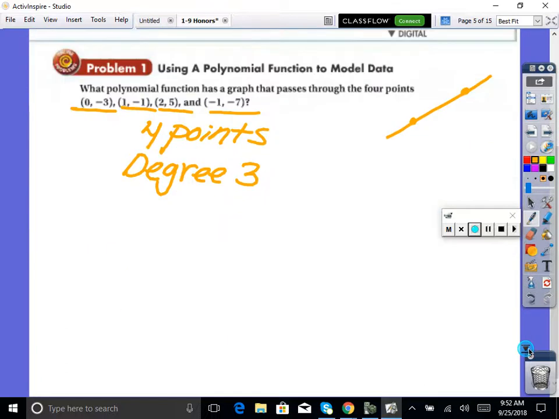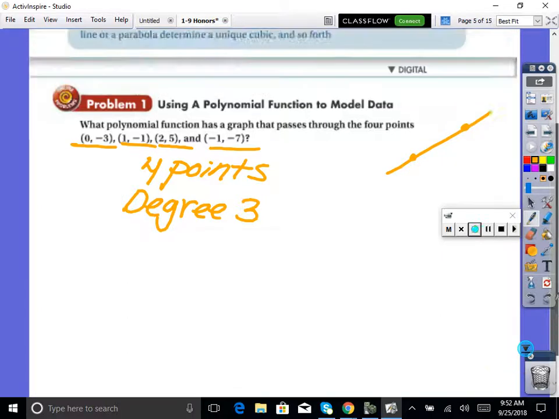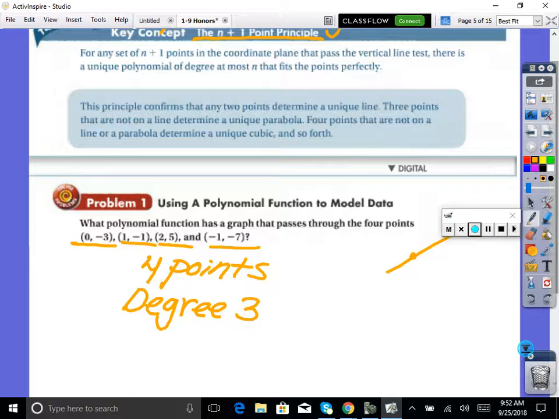Now guess what? It says right here, what polynomial function has a graph that passes through the 4 points? Now I do need to point something out here. Quadratics have an infinite number of points. So let's just read this last little thing here. It says, this principle confirms that any 2 points determine a unique line. Now 3 points that are not on a line, so if there's 3 points, there could be 3 points on a line, correct? But it says if there are 3 points that are not on a line, then it will be a parabola. If there are 4 points that are not on a line or a parabola, then it would be a cubic. Does that make sense, everyone? Okay.